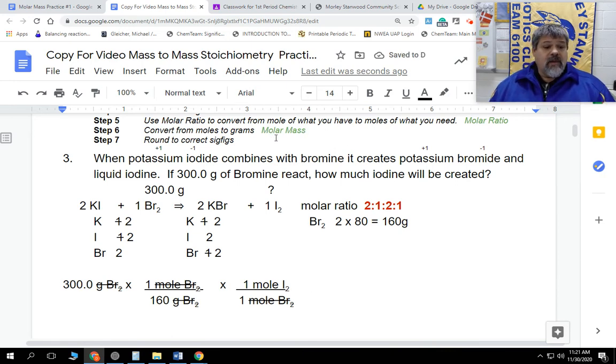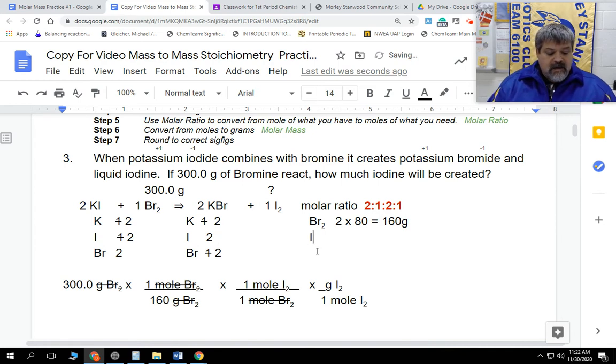We're going to use our molar mass, this time of iodine. So we're going to put our times in our line, and we're going to put 1 mole on the bottom, so 1 mole of iodine weighs how much? On the top, we're going to put grams of iodine. So let's go ahead and figure that out right here.